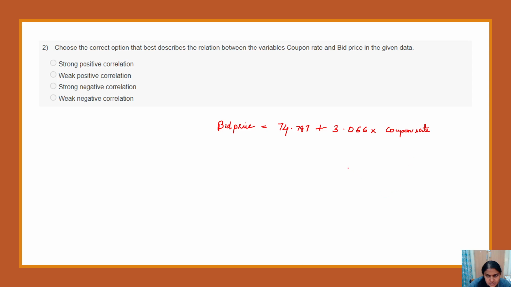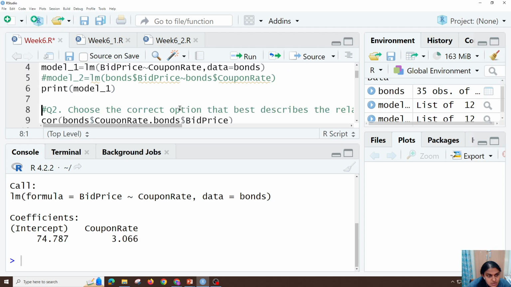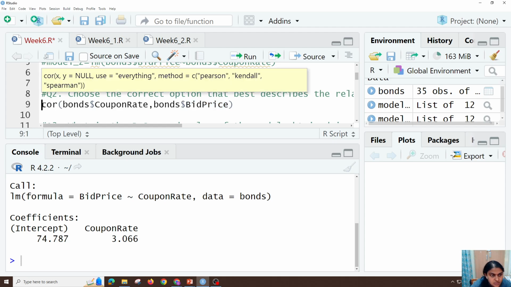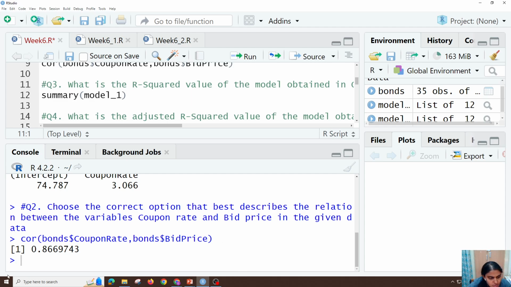From here itself you can't say directly; actually, to do these things you have to look at the correlation. How you can see it is cor. We are seeing the correlation between the coupon rate as well as the bid price. Coupon rate is the independent variable and bid price is the dependent variable. So I'll just run this particular thing, and you are getting 0.866.